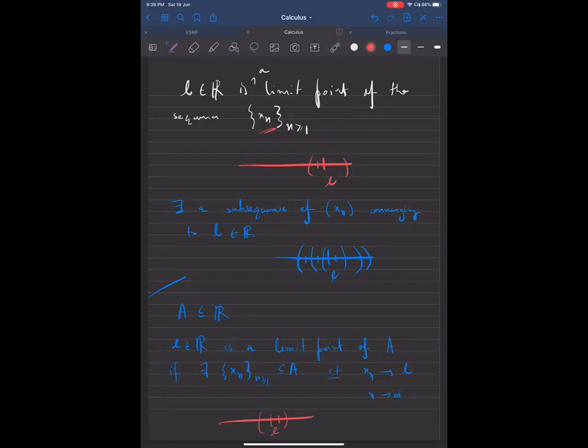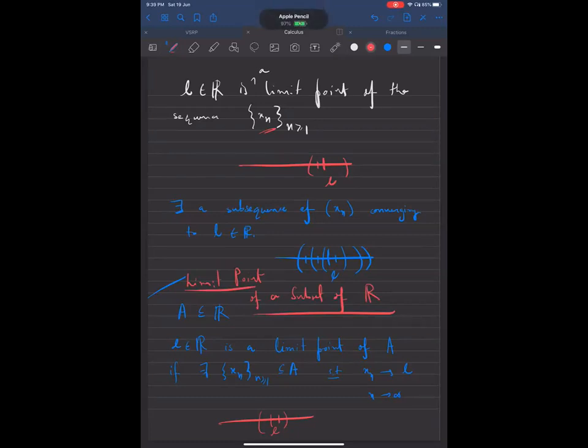Why am I basically stating these subsequence and sequence definitions? Because they're often very useful to apply to problems. So is it clear? What I'm defining here is a limit point of a subset of R.